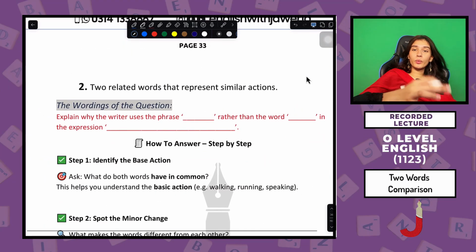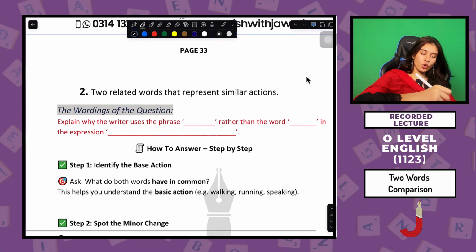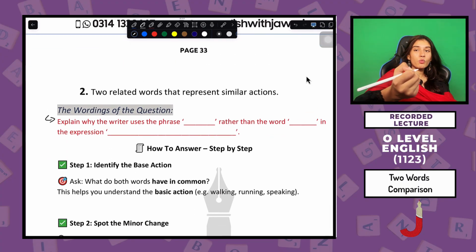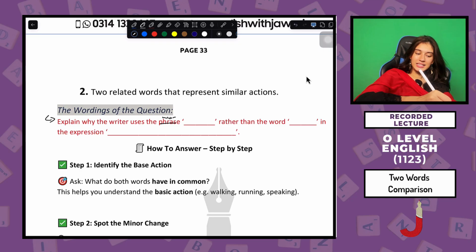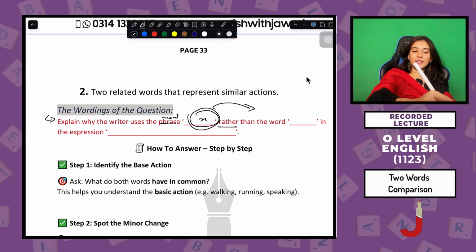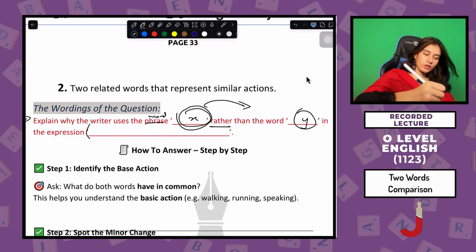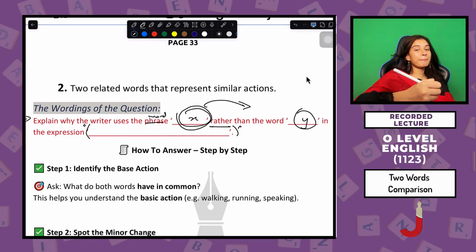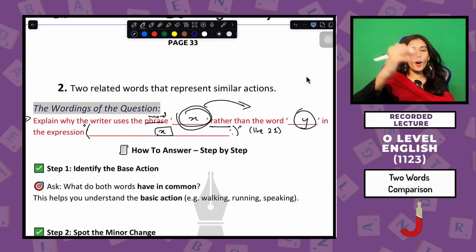But beta, before we start talking about the actual type of question, I've already told you about the wordings. So the wordings will be like this always. Explain why the writer has used the word or phrase. You'll be given one word here and you'll be asked why has the writer used this instead of or rather than some other word. And you'll be given an expression from the text. So you'll be given a sentence copy pasted from the text and you'll be asked about some given word in the text, that why has the writer opted for this word.